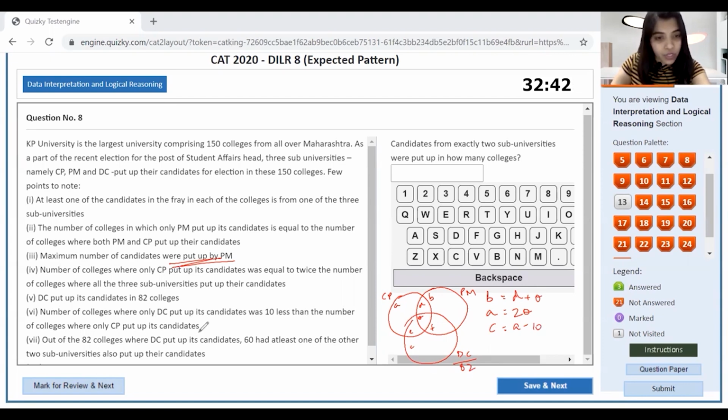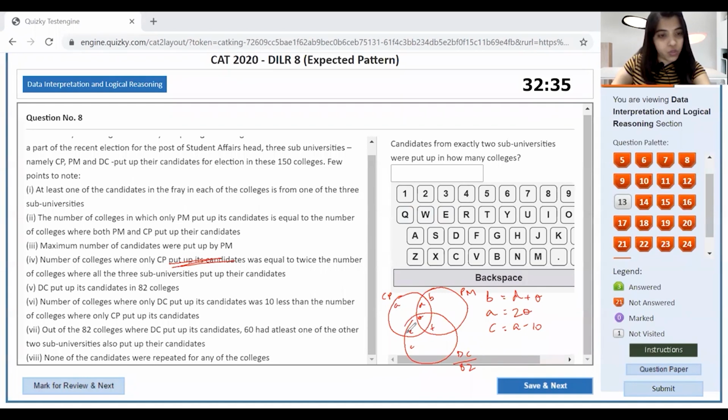So out of the 82 colleges where DC put up its candidates, it's telling us that 60 had at least one of the other 2 sub-universities. So at least one of the 2 out of DC is this entire thing, E plus O plus F. So that means this entire thing is 60. Then what is C? C comes out to be 82 minus 60, which is 22. Right? So this is 22. A we get equal to 32. A is 32, then O is what? 16. We have these 2 things figured out right now.